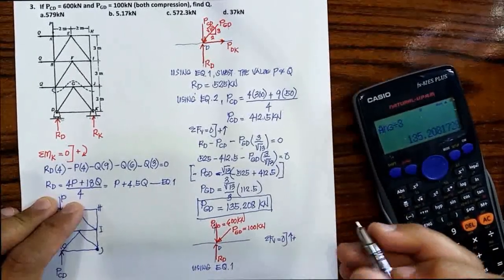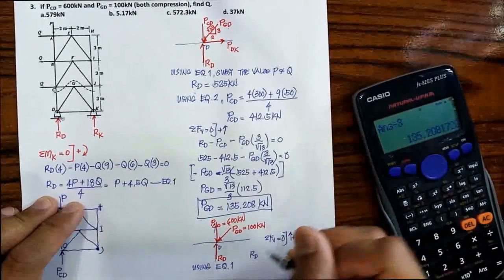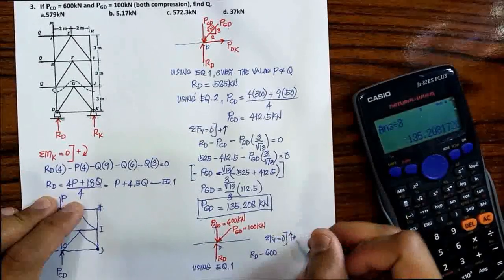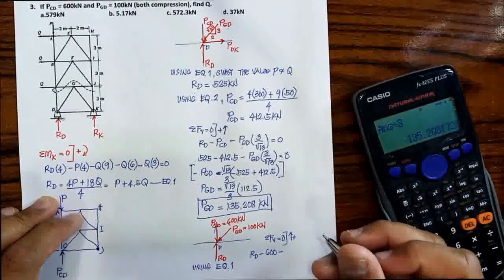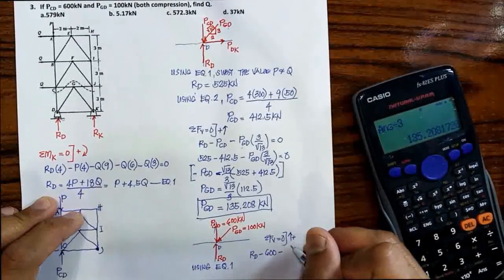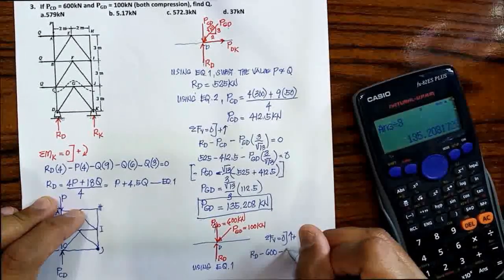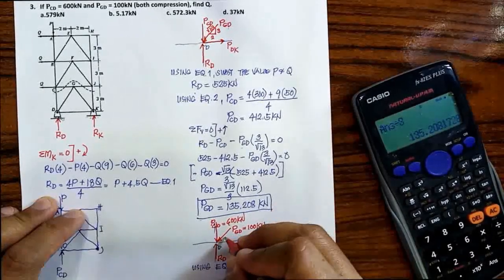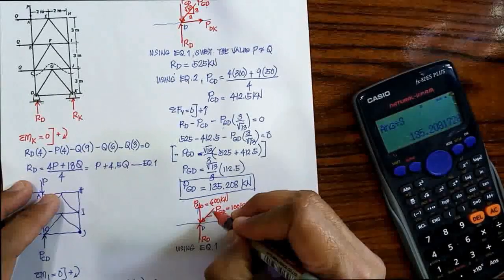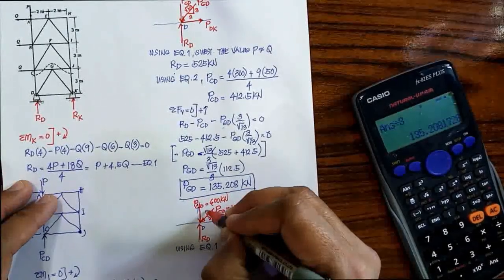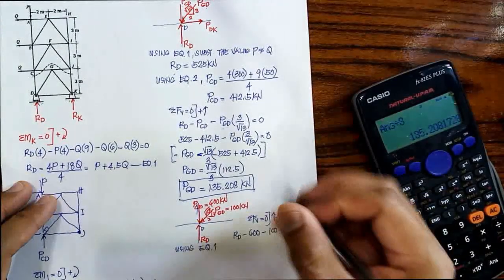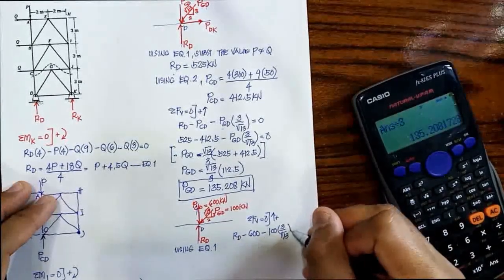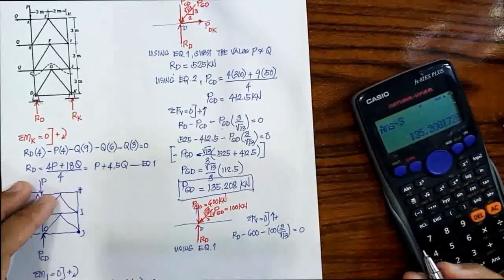positive upward direction, we have R sub D minus 600 minus the vertical component of member GD, we have 100 times, this is 3, 2, square root of 13. So the vertical component is 3 over the square root of 13, is equal to 0.